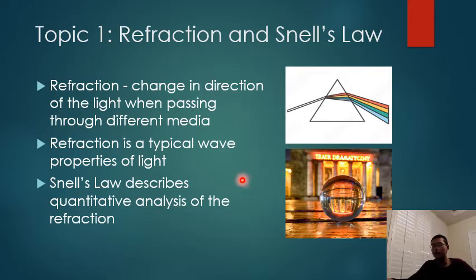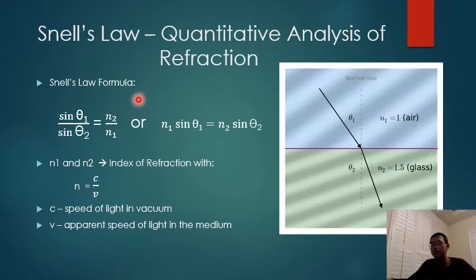Refraction property of light can be described analytically by Snell's law. Snell's law can be written as sine theta 1 divided by sine theta 2 equals n2 divided by n1, or n1 times sine theta 1 equals n2 times sine theta 2. n1 and n2 are index of refraction, with n equals c divided by v, where c is the speed of light in the vacuum, and v is the apparent speed of light in the medium.